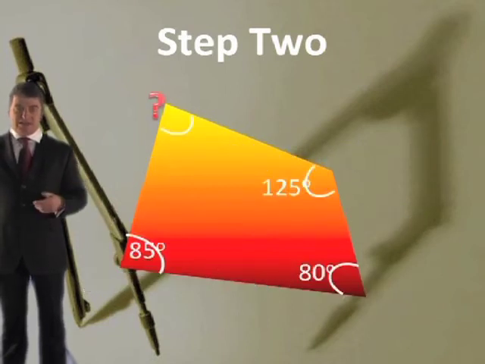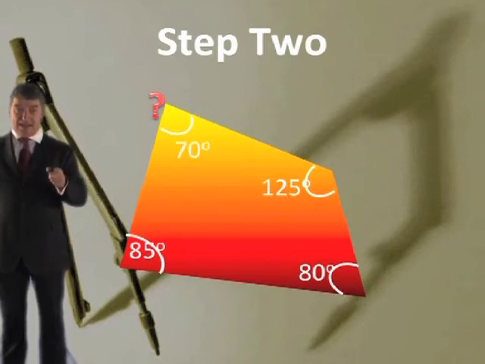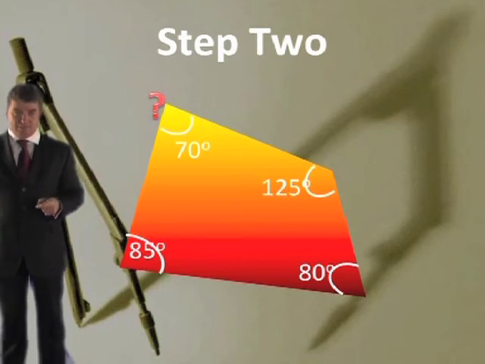So let's do an example. What about this one here? We know 3 of the angles, don't we? Add all those 3 angles up, you get 290 degrees. Well, 360 minus 290 is 70 degrees. The missing angle there is 70 degrees. And this rule applies to all polygons.